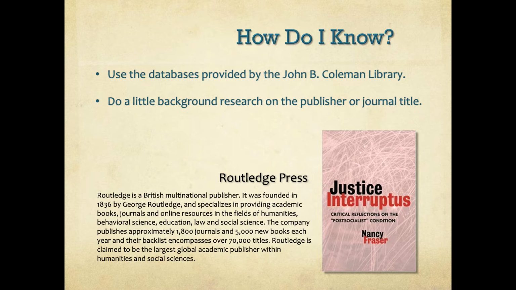The company publishes approximately 1,800 journals and 5,000 new books each year, and their backlist encompasses over 70,000 titles. Routledge is claimed to be the largest global academic publisher within humanities and social sciences. So it's pretty clear just from that blurb that Routledge is a good academic press, and therefore that this book is an academic source. We might also find journal articles where we're not sure whether the journal is an academic journal or not. And again, just a little background research can be very helpful.